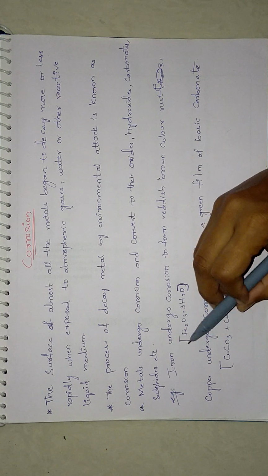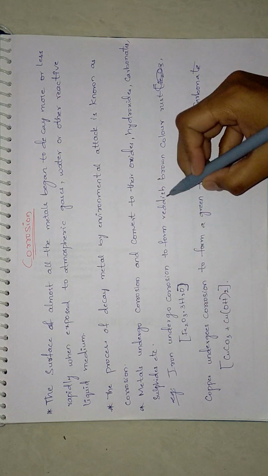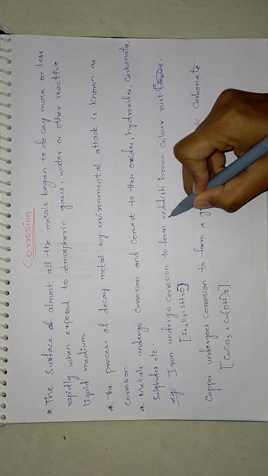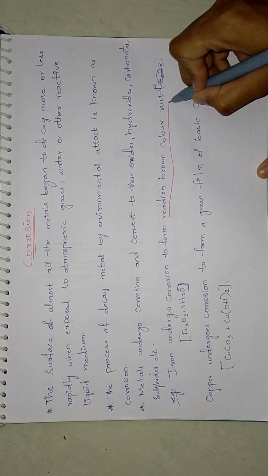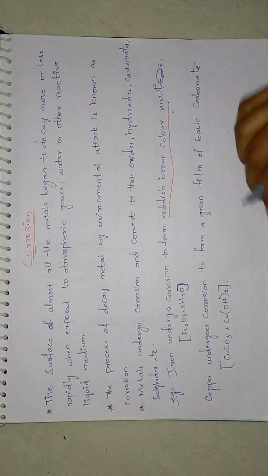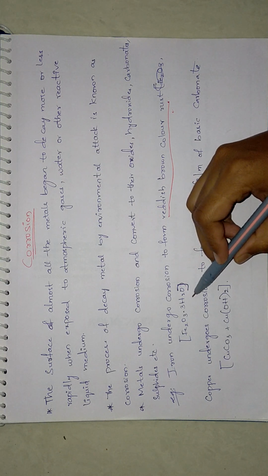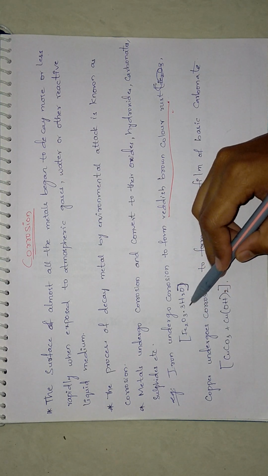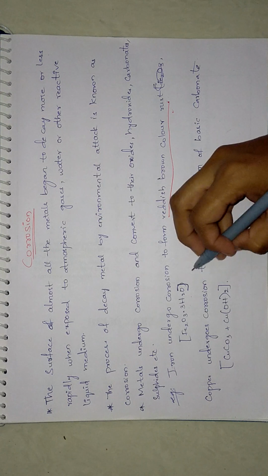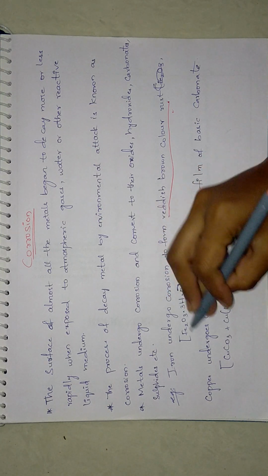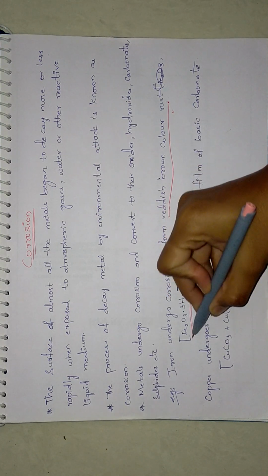For example, iron will undergo corrosion to form reddish brown rust. So the basic and common example of corrosion is rust. And the chemical formula is Fe2O3.3H2O. Whenever iron undergoes corrosion, this is the formula of the rust.